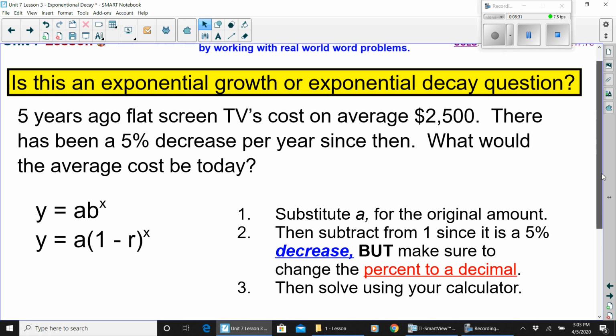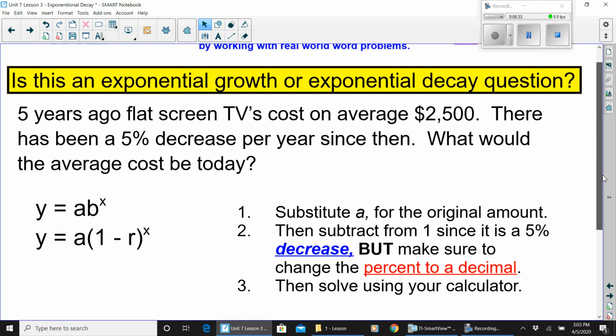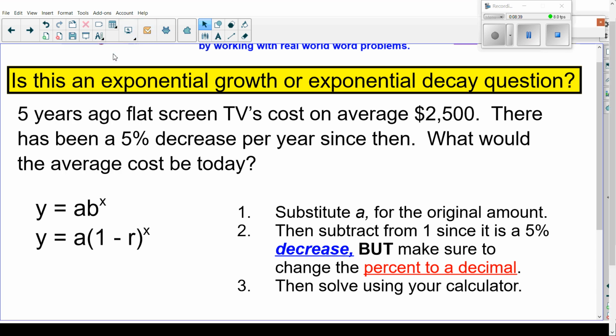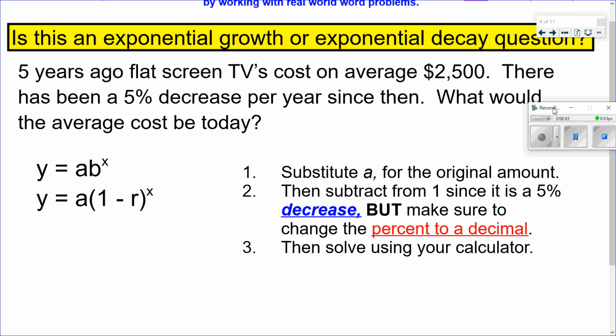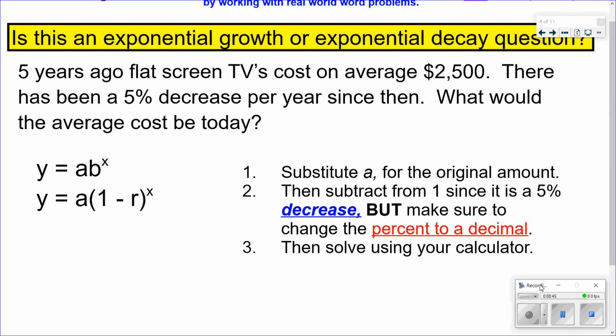So this question right here, just asking, is this an exponential growth or decay question? Let me just move this down here. 5 years ago, flat screen TVs cost on average $2,500. There has been a 5% decrease per year since then. What would the average cost be today?